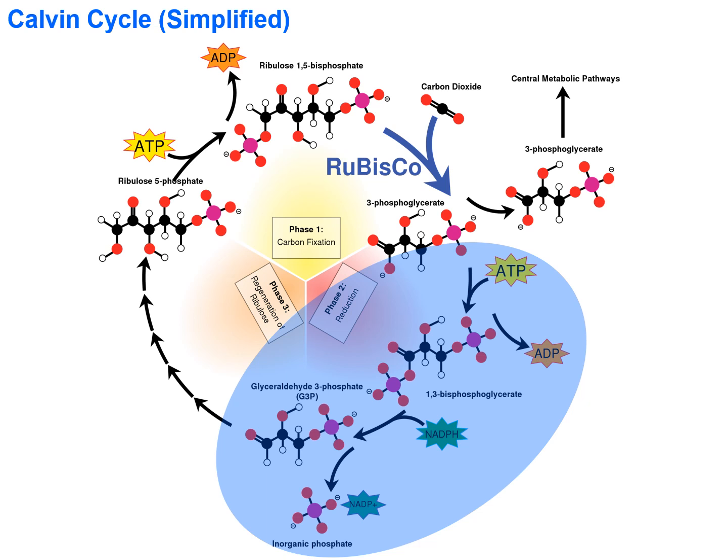First, ATP breaks down the 3-phosphoglycerate into 1,3-bisphosphoglycerate, which is, on its own, a more stable molecule. NADPH uses its extra electron to destabilize this molecule and break it down into glyceraldehyde 3-phosphate, or G3P, and an inorganic, which means it does not contain any carbon atoms, phosphate group.